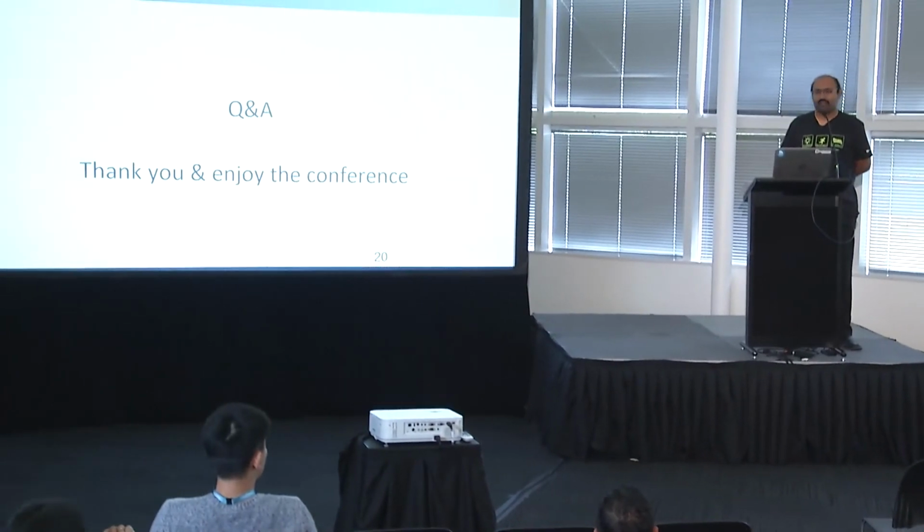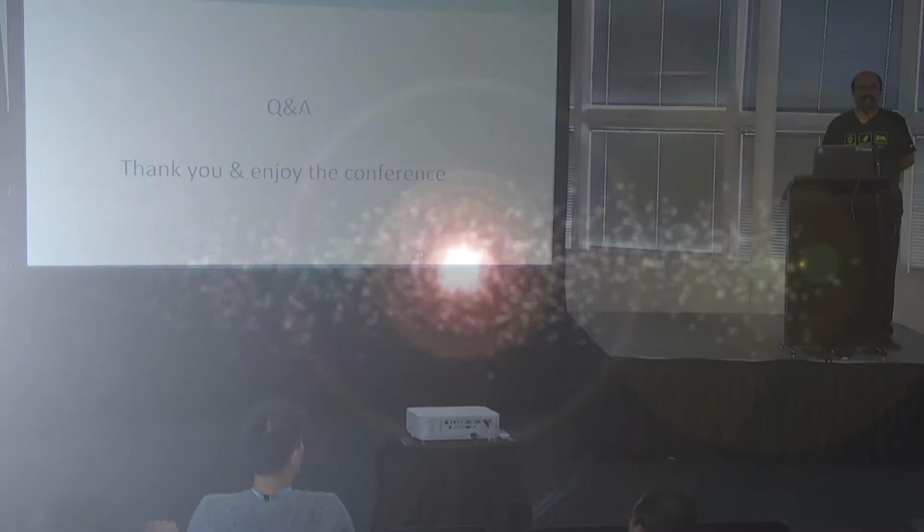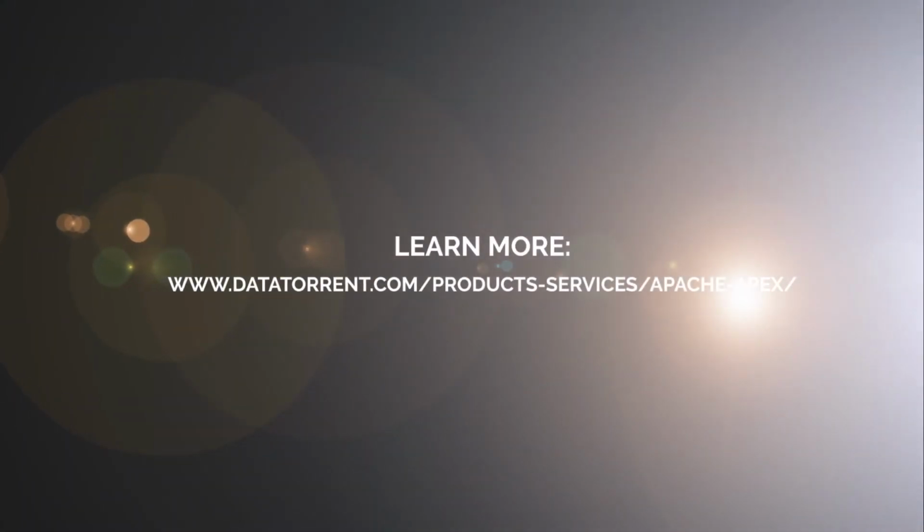Can you control the hash code that gets generated? You can. If you implement the stream codec, then you can return a custom hash code. It doesn't have to be the hash code method of the object.